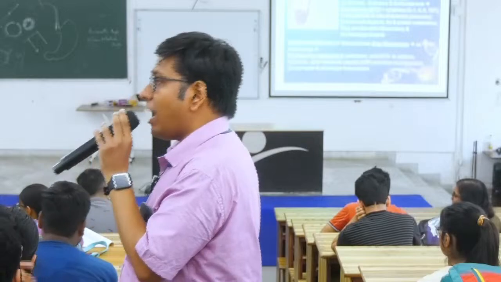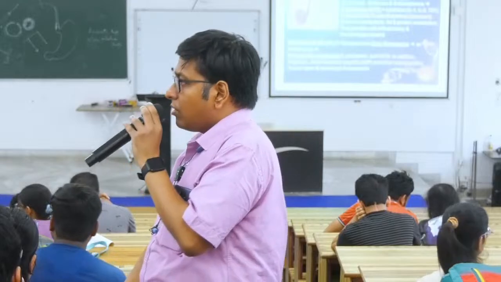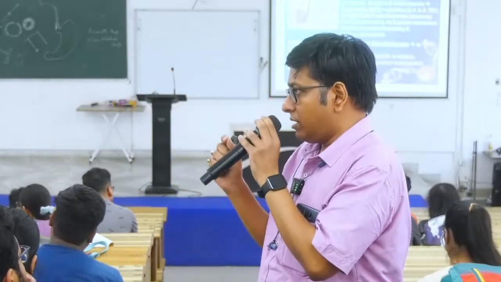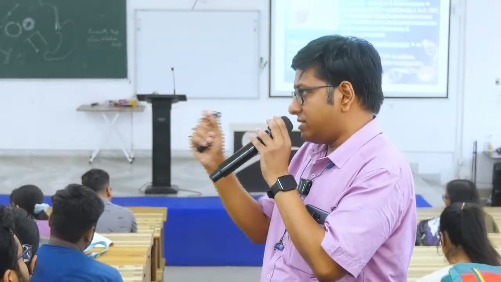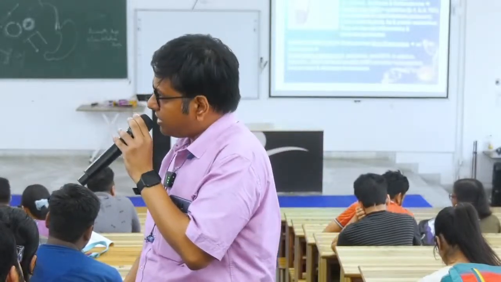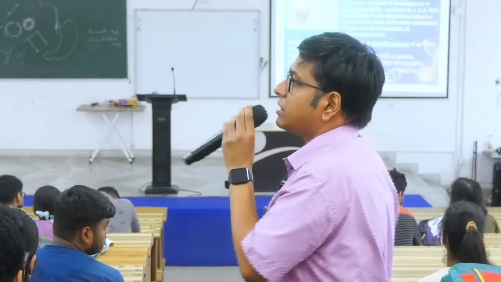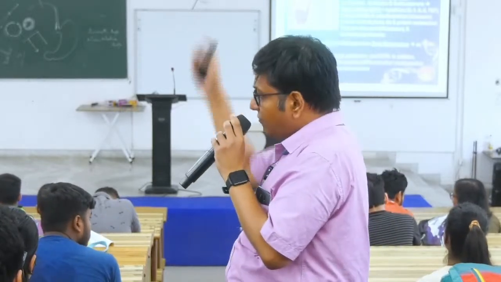Angiotensinogen secreted from liver, that is converted to angiotensin 1 by renin secreted from kidney. That angiotensin 1 is converted to angiotensin 2 by ACE, the enzyme ACE. ACE is secreted from lungs. ঠিক আছে? That angiotensin 2 regulates aldosterone secretion. It is a different axis.